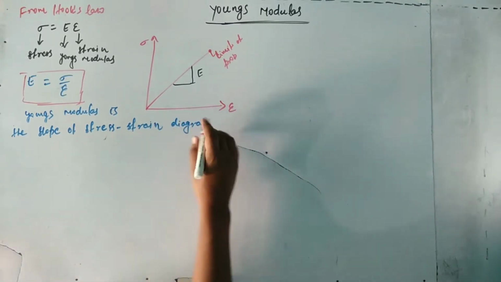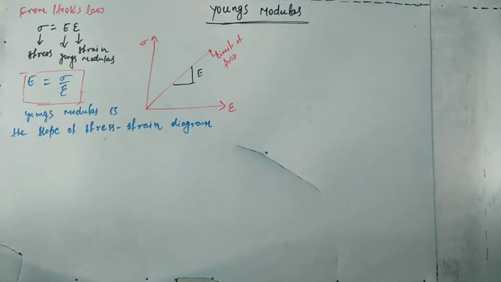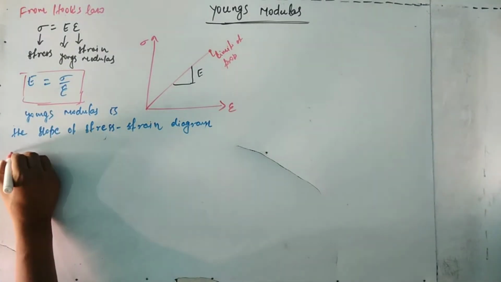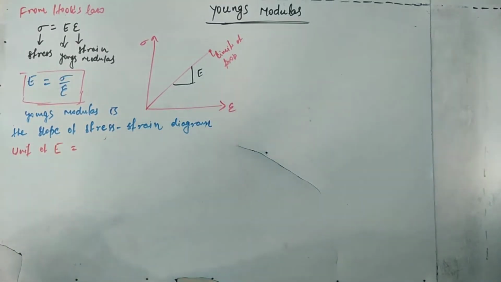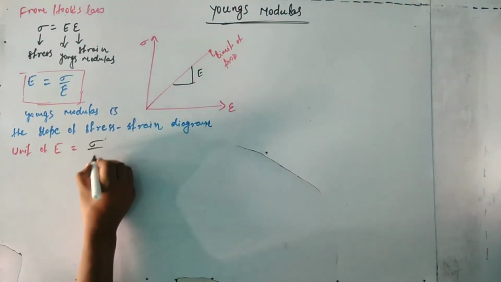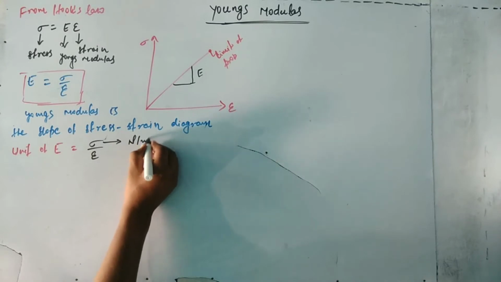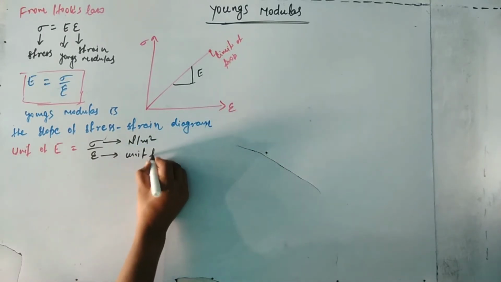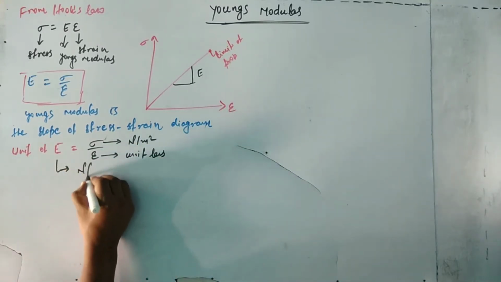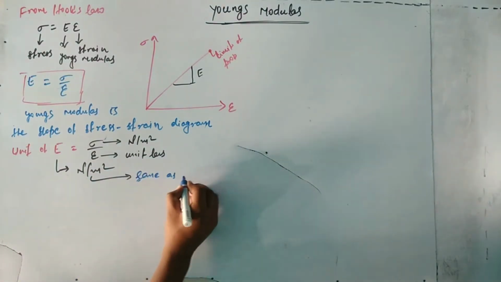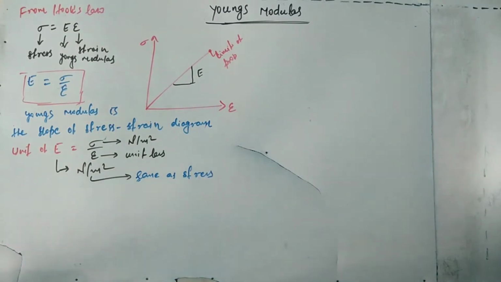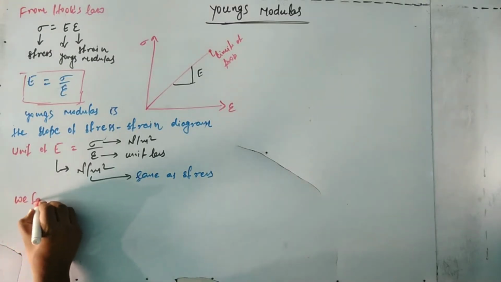Now, for the SI unit of Young's modulus, the unit of E is sigma by epsilon, where sigma is in Newton per meter square and epsilon is unitless. Therefore, the unit of E is Newton per meter square, the same as that of stress.